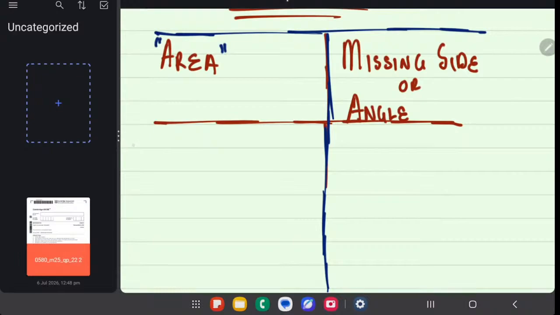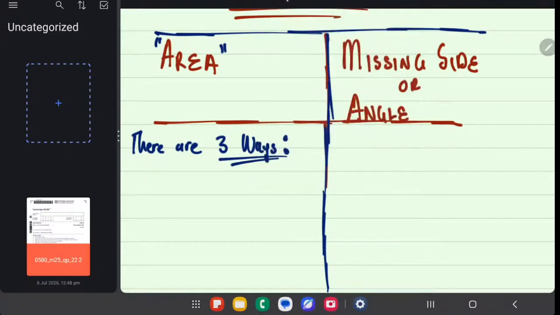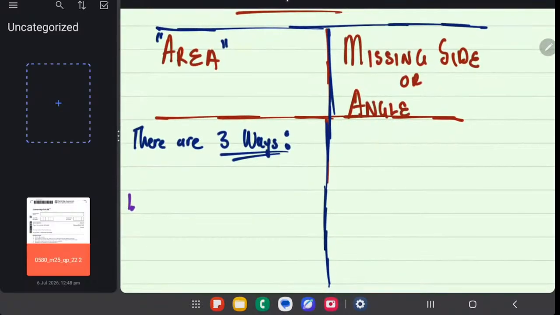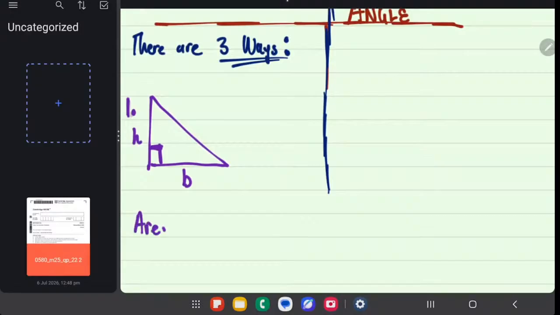So for area, I want you to know there are 3 ways to find the area of a triangle. Right, Alex? There are 3 ways. Which is the first one? You will be given a right-angled triangle, a triangle like this one. Yes, base times height. Good. This is the first one. So to get the area of this first triangle, you say base times height over 2.